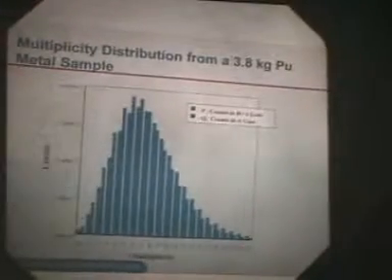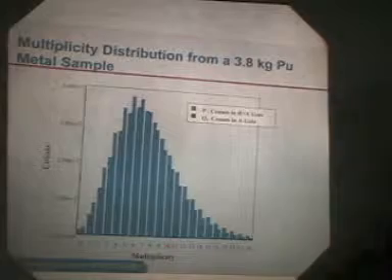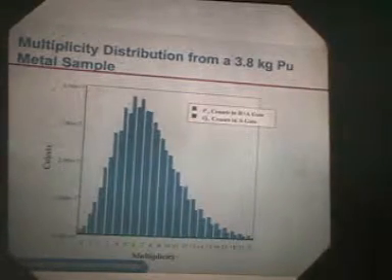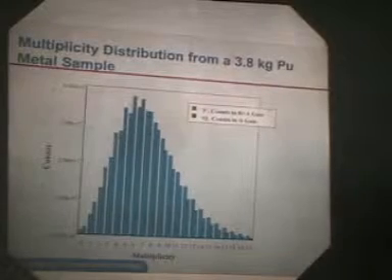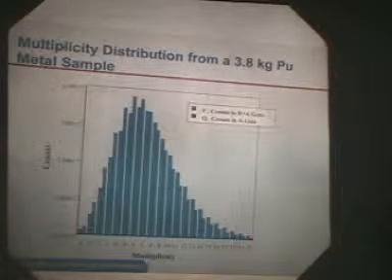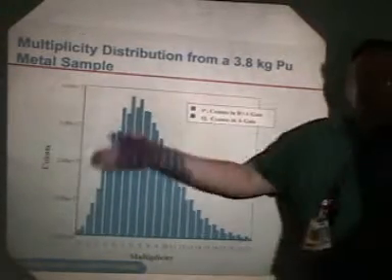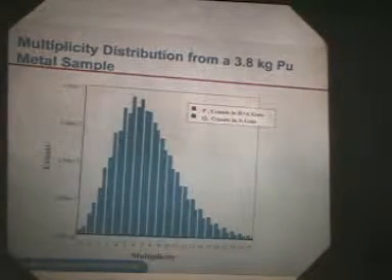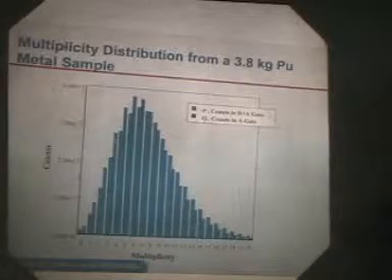These are the likelihoods that you'll get 0 neutrons, 1 neutron. But you can normalize this and turn it into a probability distribution. So these two things are the same. They are multiplicity distributions. They are the probabilities that you get a certain number of neutrons in a certain size time window, whatever time window you decide to select for a particular case.